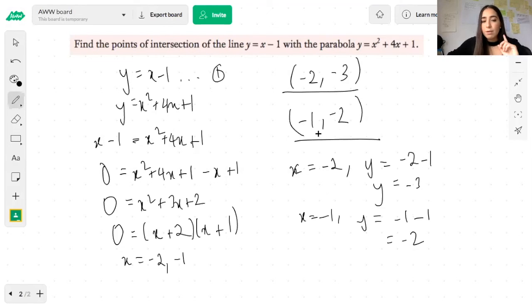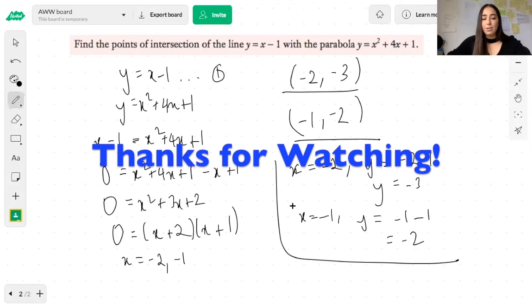So make sure whenever you find the point of intersection, you don't just leave your answer like this. Write it as a point, because that's what the marker is looking for. So make sure you just do that extra step, writing them as points like so, and you should be good to go.